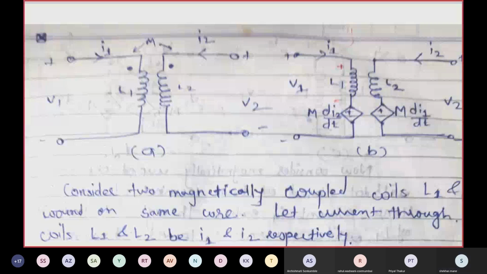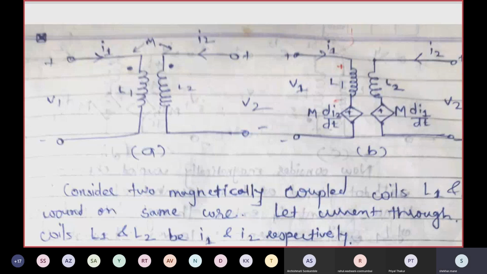Please try to concentrate. Now here two coils are there and dots are given at the upside of the coil. Current I1 is entering into the dot. Current I2 is also entering into the dot. Means both the currents are entering into the dot. That's why the mutually induced EMF has the same polarity as that of self-induced EMF.